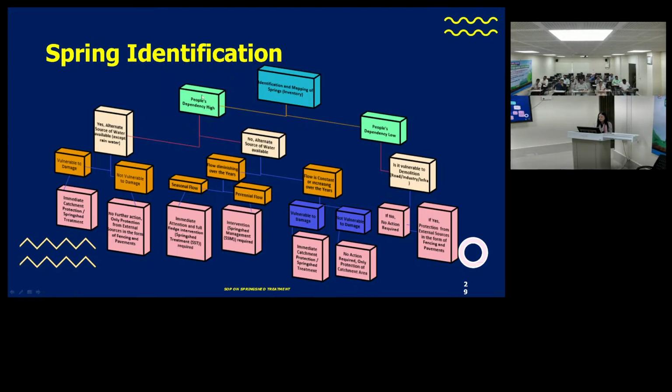So if the people's dependency is high and there is no alternate source of water, and if the flow is constant or increasing over the years, which is a good sign, then we need to assess if it is vulnerable to damage. If it is vulnerable to damage, then immediate action. Though the flow is constant or increasing, if it is vulnerable to damage, that means automatically we need to give immediate attention to it. If it is not vulnerable to damage, then no action is required because the flow is also increasing over a period of time and it is not vulnerable to any damage.